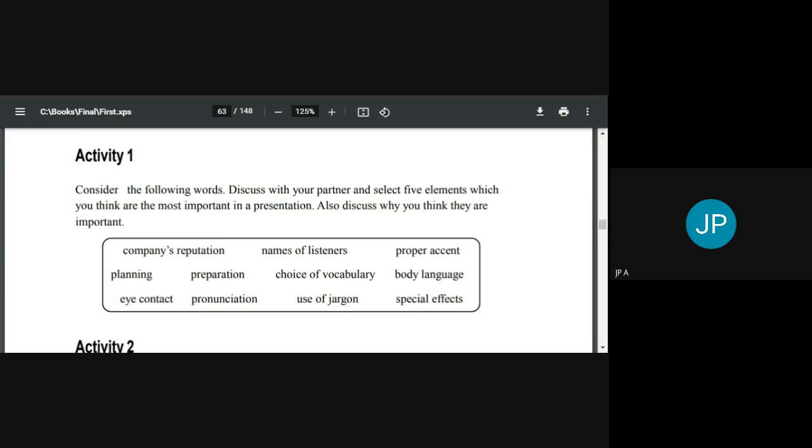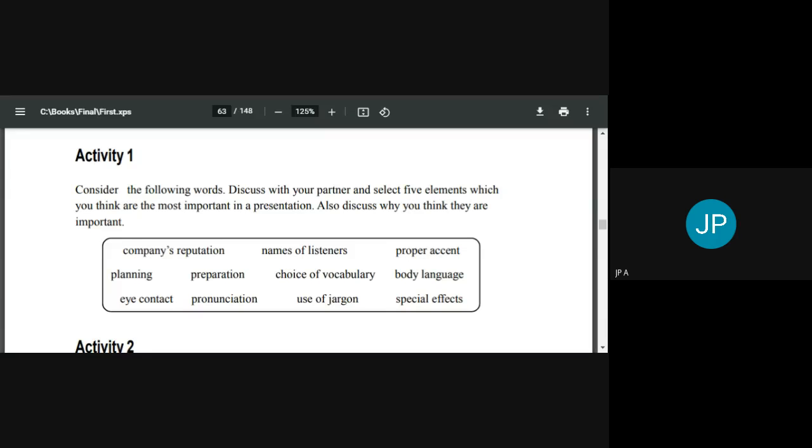Then our body language, the way we stand before the audience. Then eye contact, choice of vocabulary. Yes, that's right, Surya. So the choice of vocabulary, our body language, our accent, our eye contact, our pronunciation, the way we pronounce words, ucharanam, pronunciation.